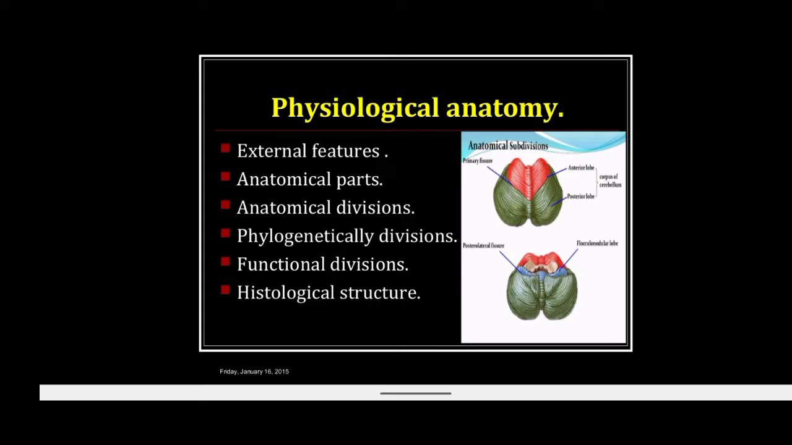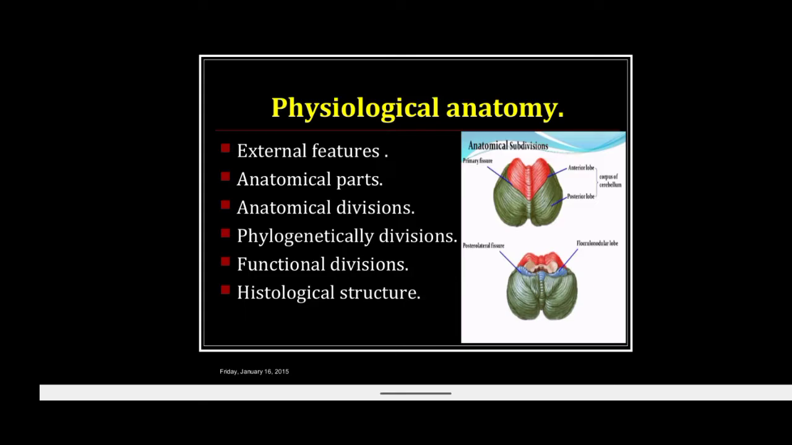So you can see here the surface area externally in this diagram. The surface of the cerebellar hemisphere is extensively folded and the mass of cerebellum is only 1/10 of that of cerebral cortex, but its surface area is about 3/4 of that of cortex. So the area is extensively folded. So this is the external feature and anatomical parts.